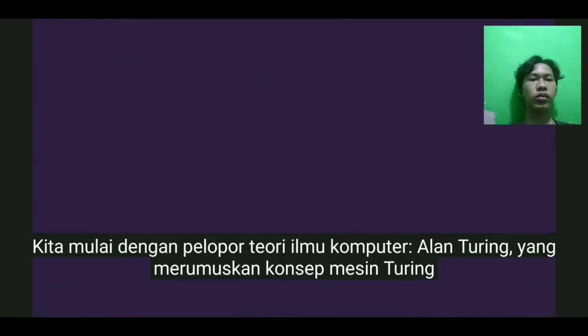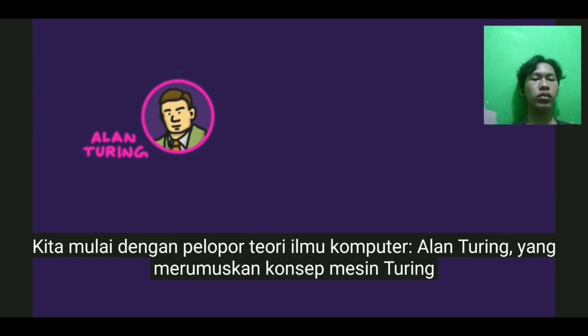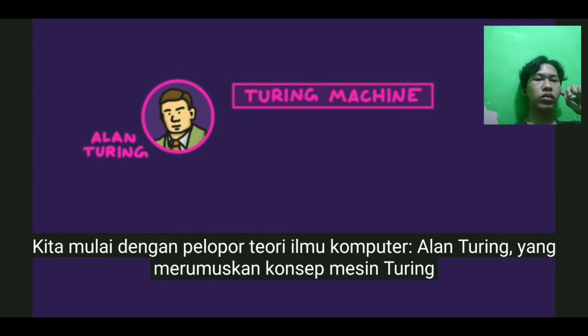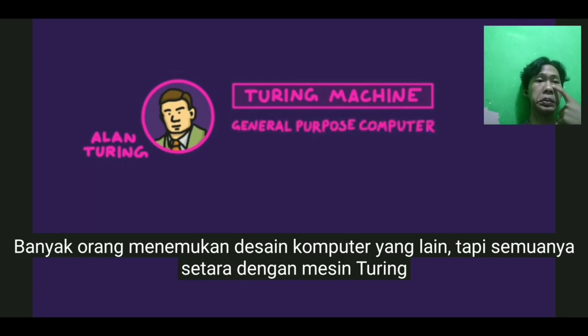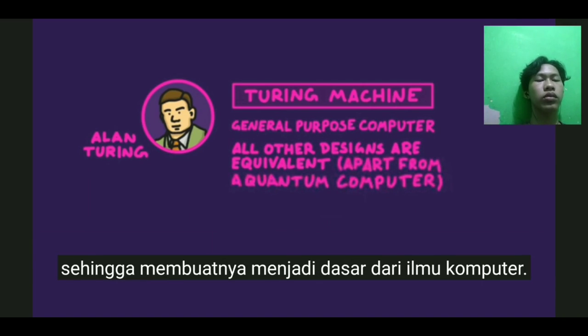We'll start with the father of theoretical computer science, Alan Turing, who formalized the concept of a Turing machine, which is a simple description of a general-purpose computer. People came up with other designs for computing machines, but they're all equivalent to a Turing machine, which makes it the foundation of computer science.